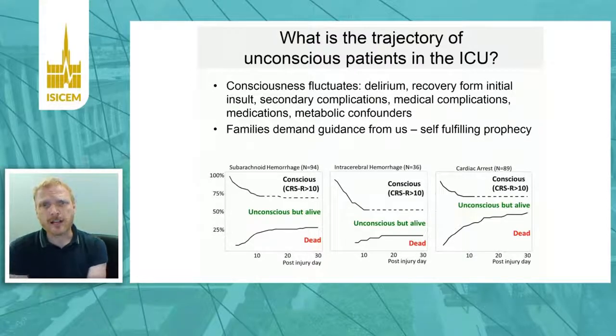What is the trajectory of unconscious patients in the ICU? This is where I see most of the patients then. Disorders of consciousness are very frequent. Some patients arrive already with disorders of consciousness. Some have delirium. Some have recovery from the initial insult, but then secondary complications. There are medical complications that develop, like a PE, for example, that causes hypoxia and the patient becomes unconscious. Medications may be confounding the assessment. Metabolic confounders like renal failure and hepatic failure have to be taken into account.